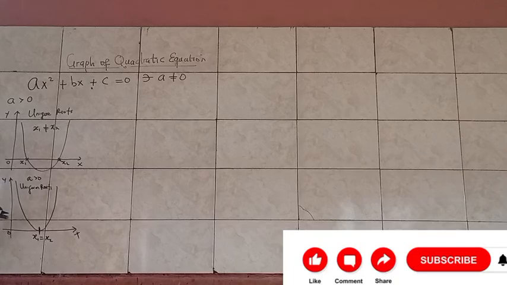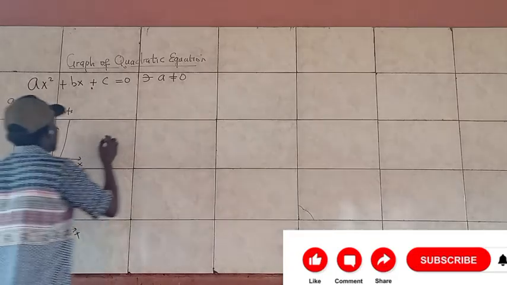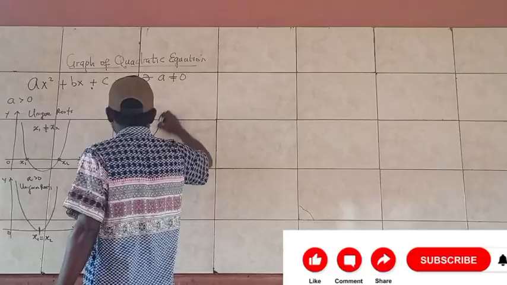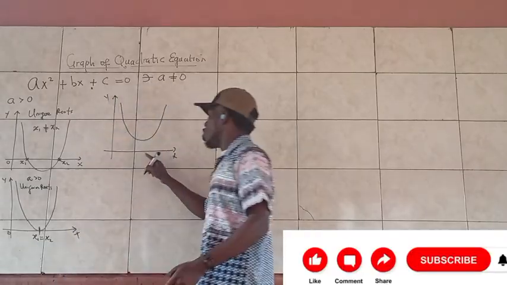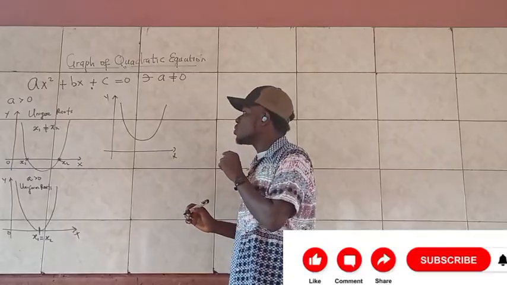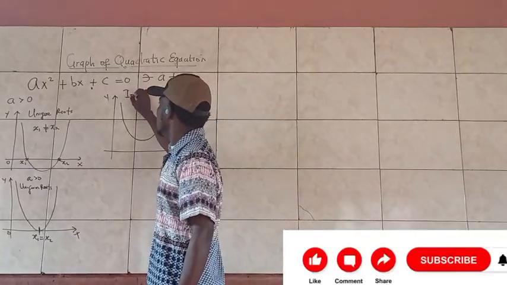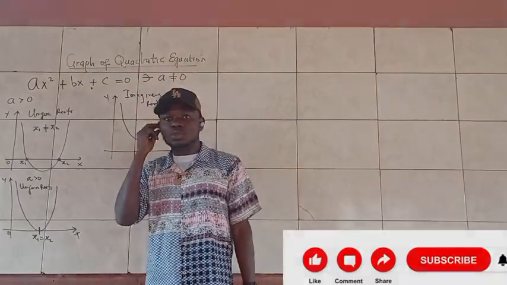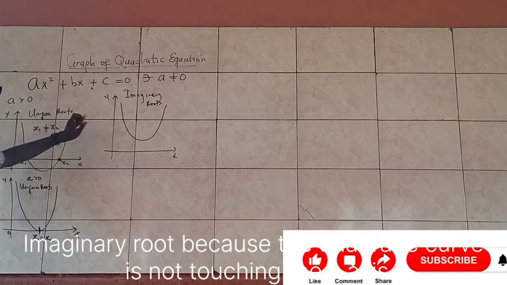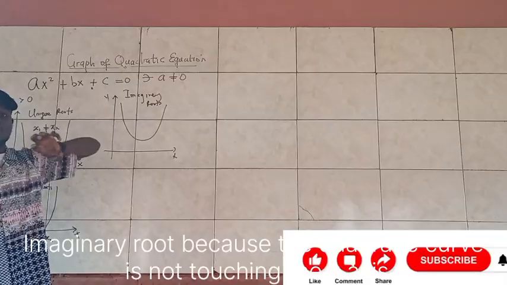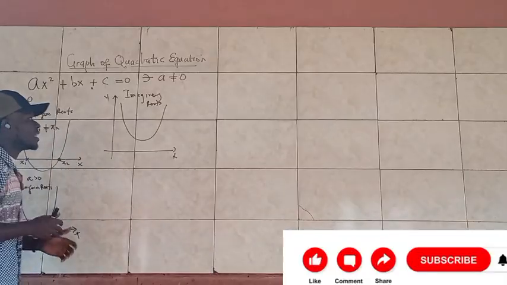And whenever you plot the graph of such an equation, it will always look like this. Then the next one is when you plot your graph and it's of this form. It faces up, but it never gets to touch the x-axis. Then it's going to have imaginary roots. This is called imaginary root because it does not have its answer on the real plane, it has it from the complex plane.